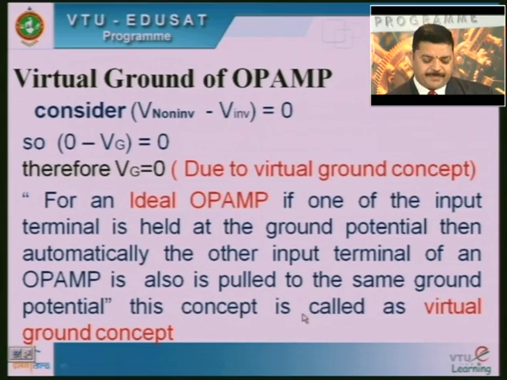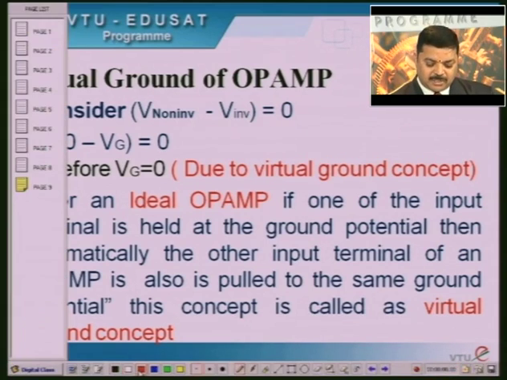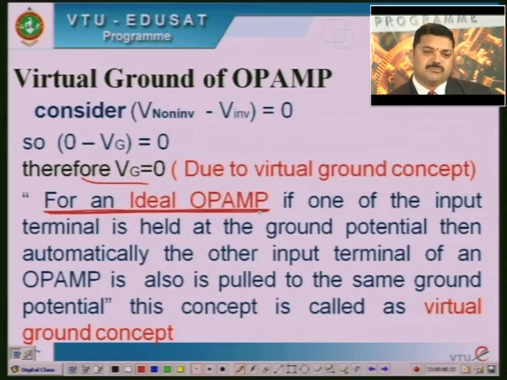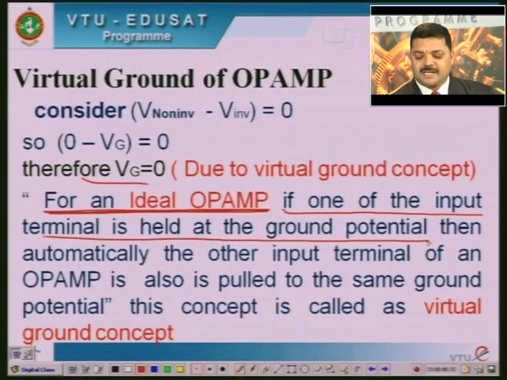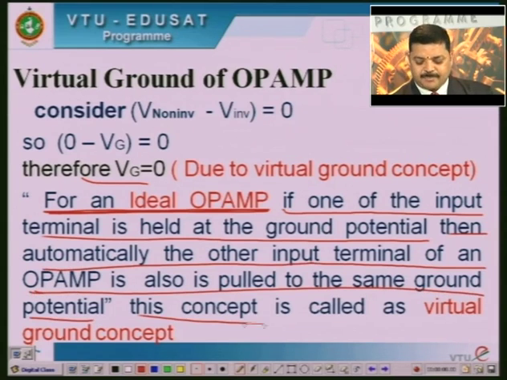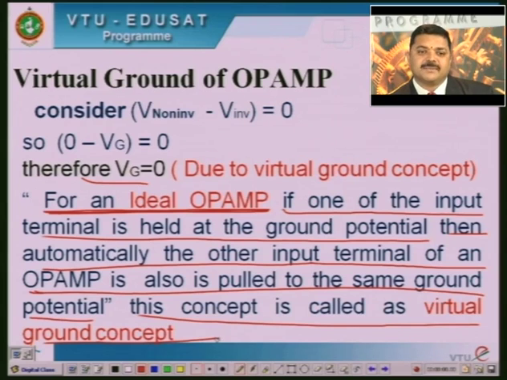For an ideal op-amp, you have to start with this. For an ideal op-amp, this is a very important point. I am stressing this point because many people will leave it out. For an ideal op-amp, if one of the input terminals is held at ground potential, then automatically the other input terminal is also pulled to the same ground potential, and this concept is called the virtual ground concept. I repeat, this virtual ground concept exists only for the ideal op-amp.